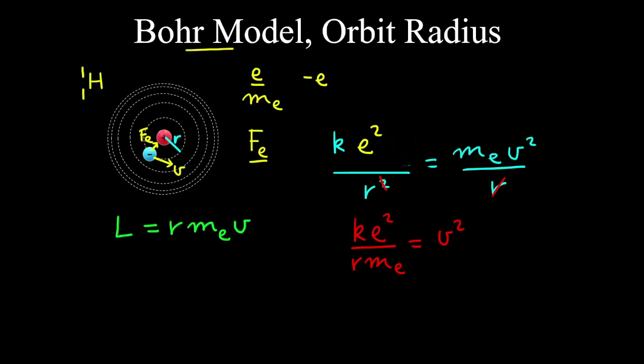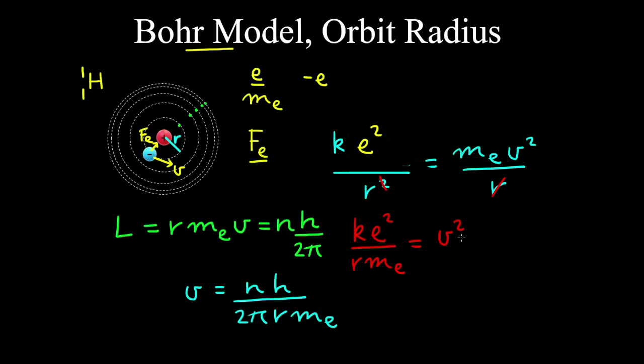Now given that Bohr stated that the electron in the hydrogen atom can only exist at certain energy levels, he quantized the angular momentum. So this is equal to some integer n by Planck's constant on 2 pi. And therefore, if we solve for the speed, we have v is equal to nh on 2 pi by the radius of the orbit by the mass of the electron.